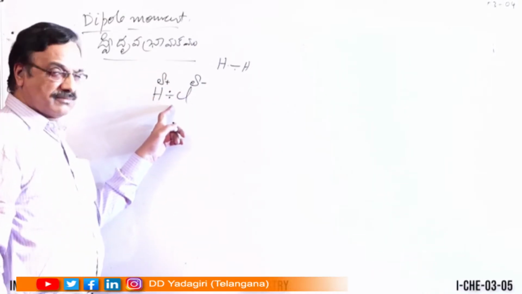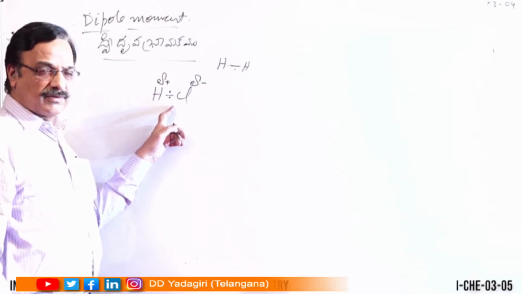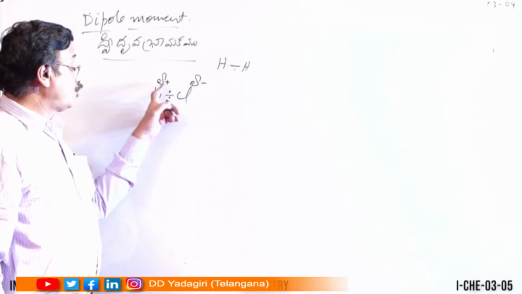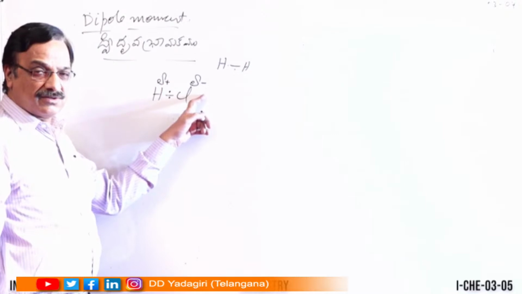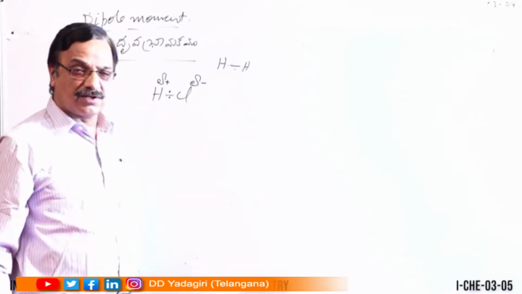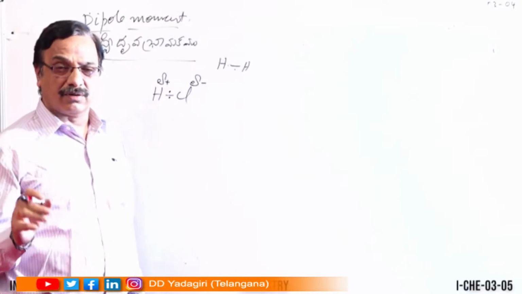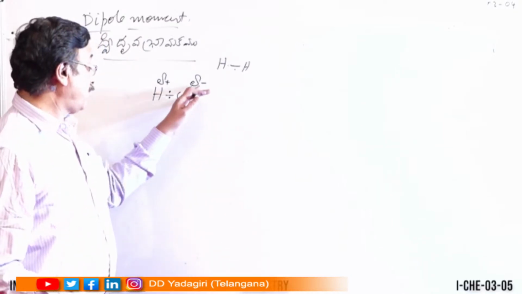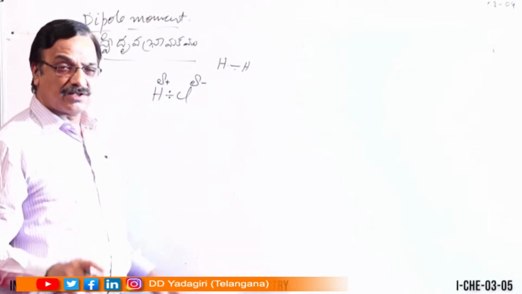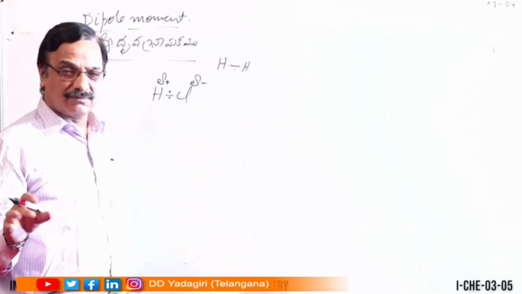The bond is there, right? The bond is always there, but with two charges. So such a bond we call a polar covalent bond. A covalent bond with some ionic character, we call a polar covalent bond.